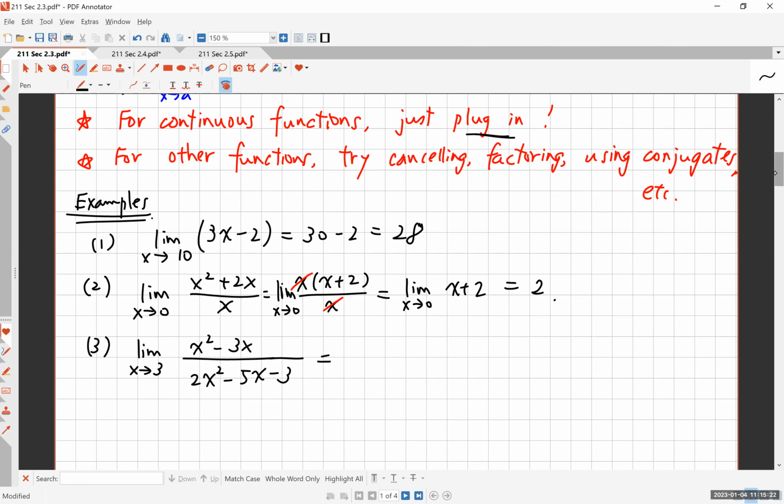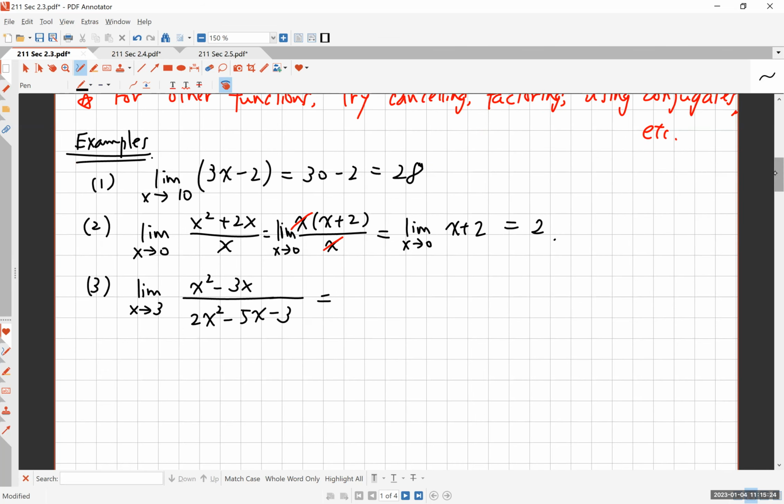Okay, so what kind of a function is this? That would usually be the first question you want to ask yourself. And the answer is it's a polynomial over a polynomial, and therefore it is a rational function, right? And if you try to plug in 3, you get, okay, I'm going to erase this as soon as I write this, so don't write this down.